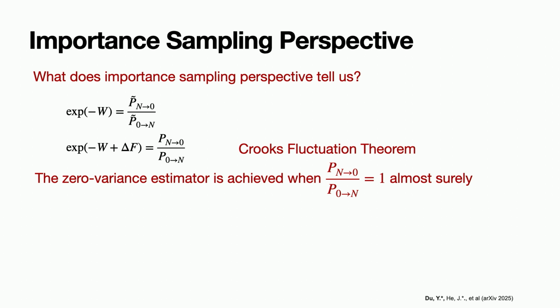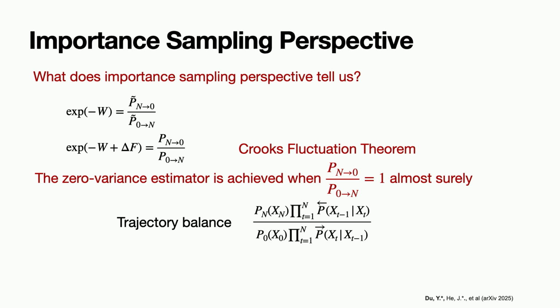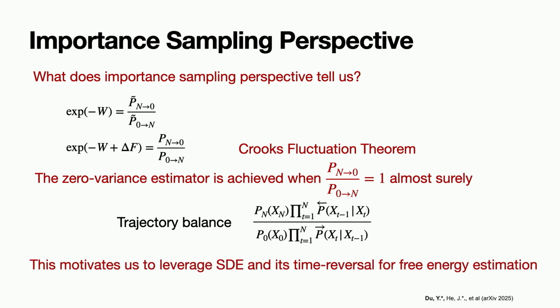And so this motivates us to find a zero variance estimator, such that we have a forward process and a backward process that are almost always equal. If we discretize it, some people call this trajectory balance, but essentially we just want to find a process that connects these two distributions, and they are time reversals of each other, right? So if you discretize it, notice here nothing is with tilde anymore, right? So you have two boundaries and the transition kernels. And this really motivates us to think about how we find such a time reversal for this free energy estimation.